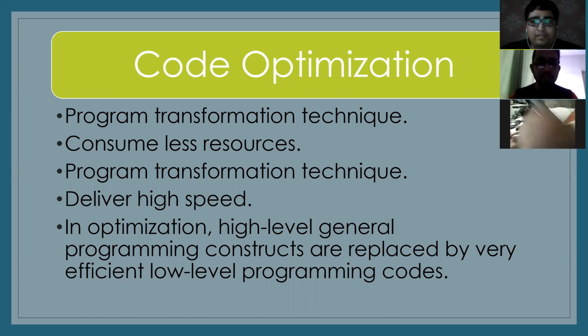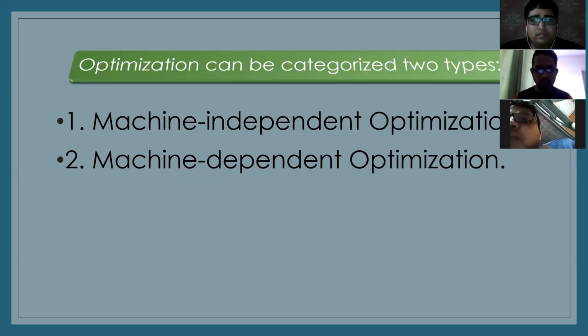Hi, good evening, sir. I am Tanmoy and I will discuss the rest of the part. So the first one is code optimization. What is code optimization? Code optimization is a program transformation technique which tries to improve the code by making it consume fewer resources like CPU and memory, and deliver high speed. Optimization can be categorized into two types. So next slide. Okay, it can be categorized into two types.